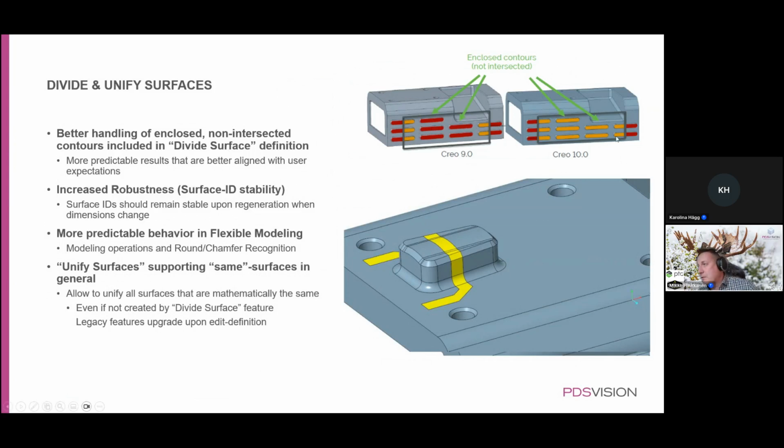But with Creo 10, the idea is really that if the border is touching, or it is engulfed by that one, therefore it's a new surface. So the resulting object in here is that the red ones are one surface ID and the yellow ones are the second surface ID.